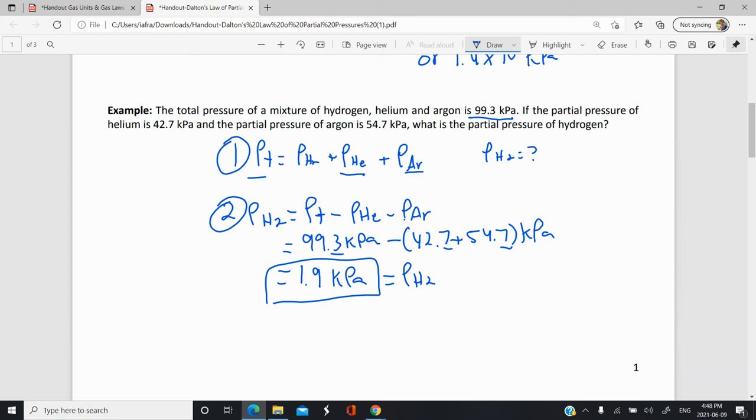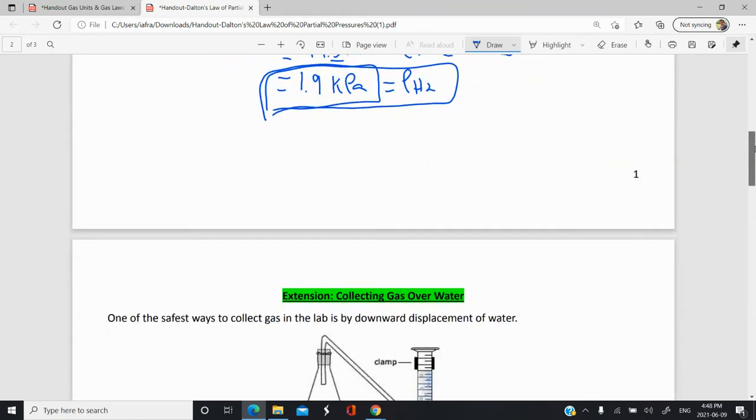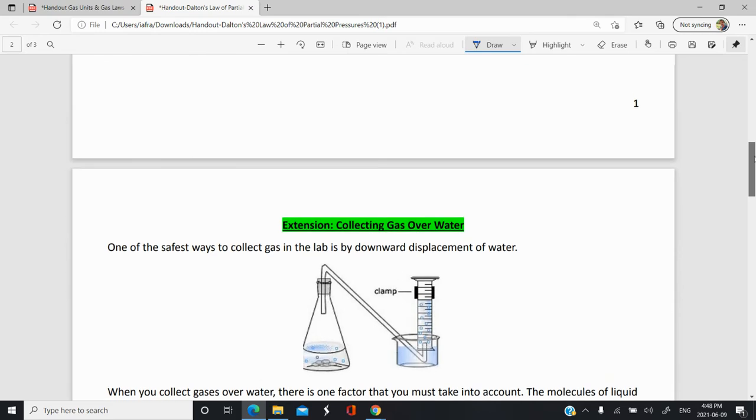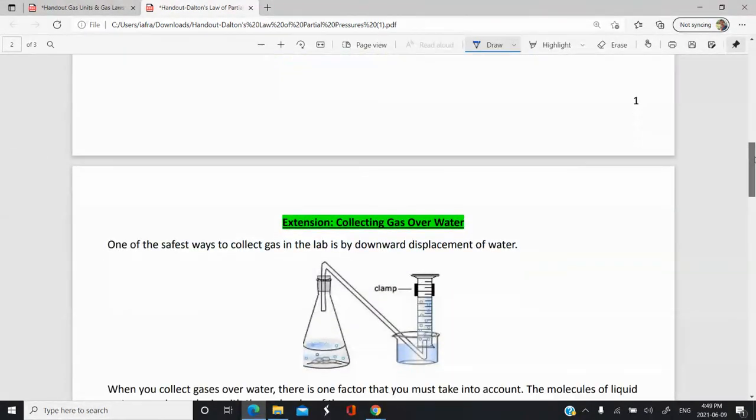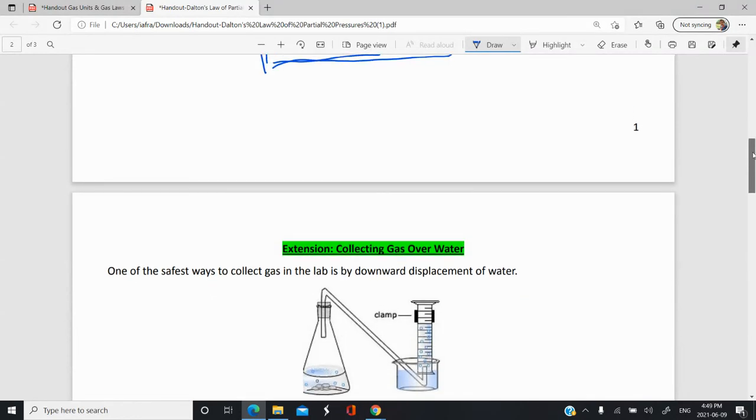To make sure that this is correct, we can add all the pressures back together to see if it adds up to the total. So 42.7 plus 54.7 plus 1.9, and we get 99.3 again. That means that we have the correct answer. So that's our final partial pressure of the hydrogen. In the next video, we're going to take a look at some laboratory practical applications of partial pressure. It's applicable in many situations, where we'll take a look at a specific application called collecting gas over water.